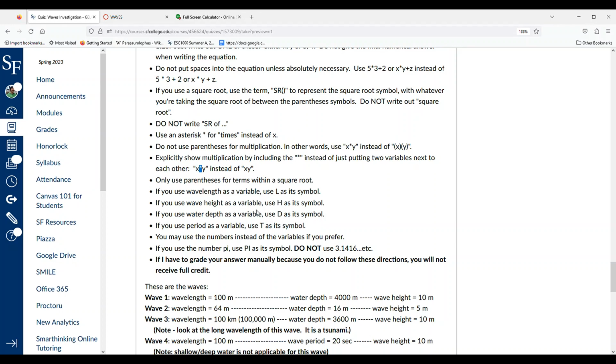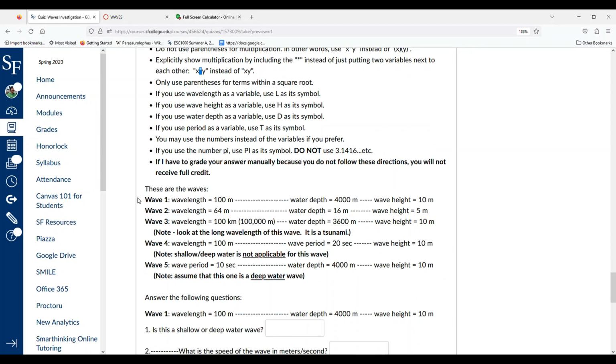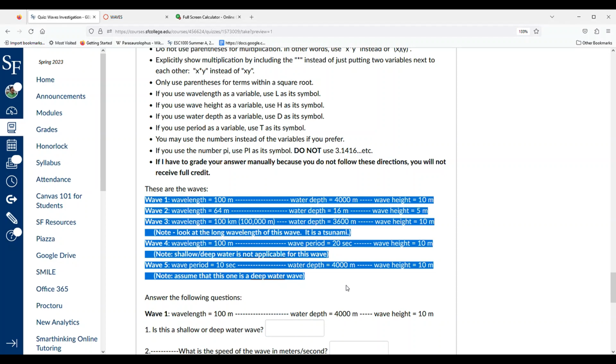I didn't give full credit for this. Okay, so there's 5 different waves. You're going to have to calculate the speed of these 5 different waves. So let's take a look at them.